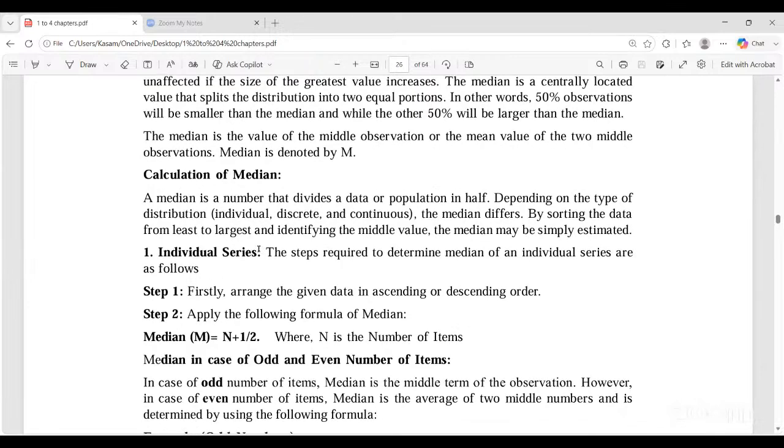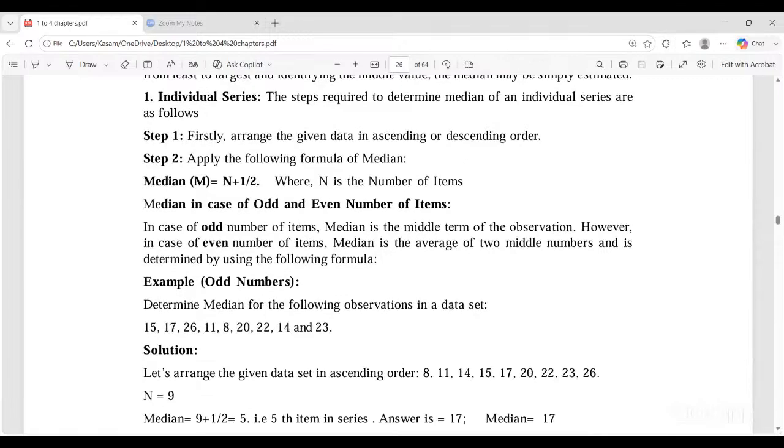I am not going through all of that. Calculation of median for an individual series. In an individual series, the step required is N plus 1 by 2, where n is the number of items. See here. Example, odd numbers.